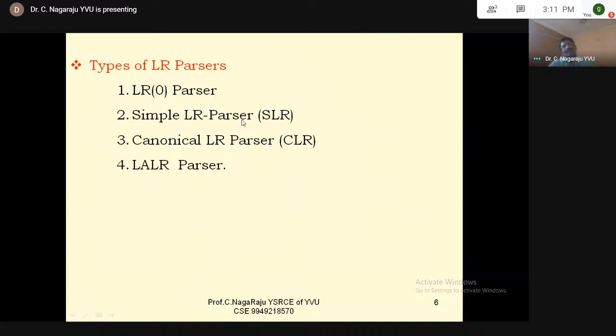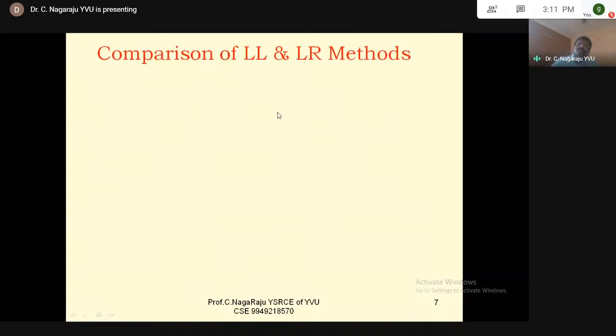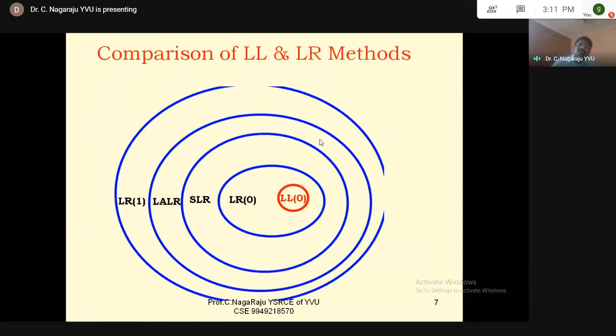So then, with the GATE problems and the solutions, here is the comparison of LL and LR parsers. LL means the top-down parsers. LR means the bottom-up parsers. I don't want to go in depth about all these things.